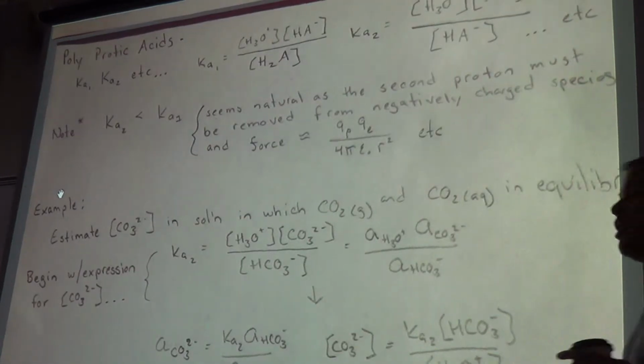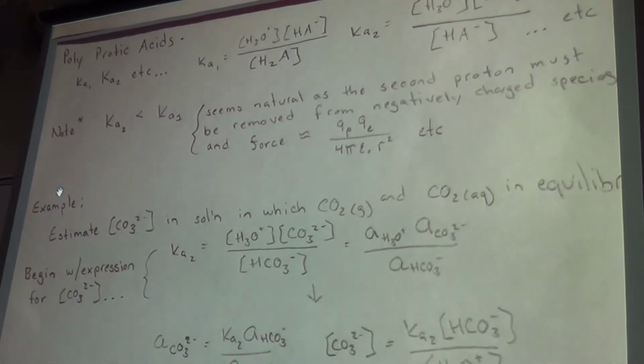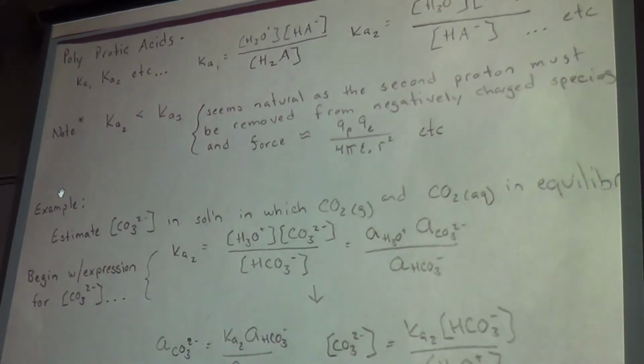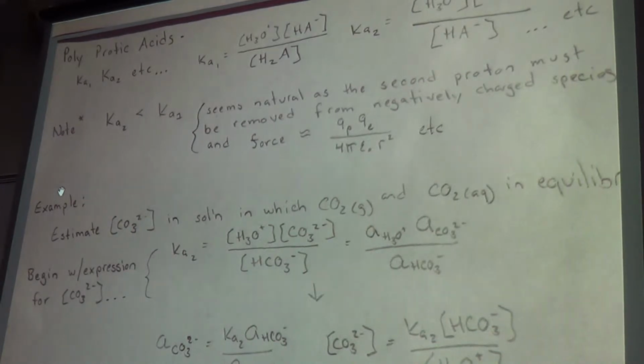Okay, so now we've got polyprotic acids. What do we do when we have a species that has more than one ionizable proton? We're going to start off by writing the Kas for both species. Ka1 is the concentration of H plus times HA minus over H2A. Ka2 is the concentration of H plus times A2 minus over HA minus. And we're going to note that Ka1 is always going to be a lot bigger than Ka2.